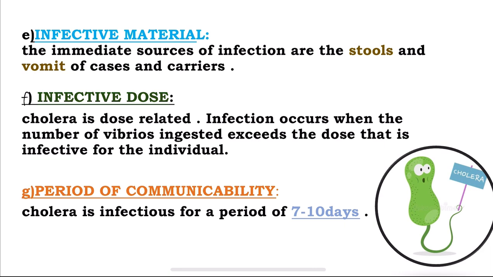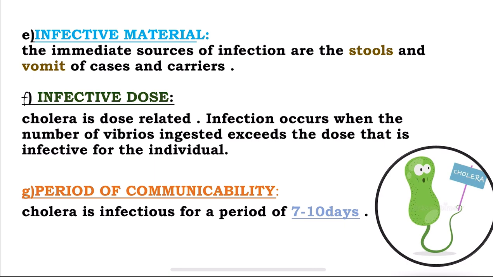Cholera is dose related. Infection occurs when the number of vibrios ingested exceeds the dose that is infective for the individual. So it depends upon the individual. If the vibrios ingested are fewer than the dose required to infect the individual, he will not develop the infection. If the person's susceptibility is very low and his immunity is very strong, then he won't be infected. If he consumes a lot of bacteria, then he will get the infection, only if the dose required is exceeded.